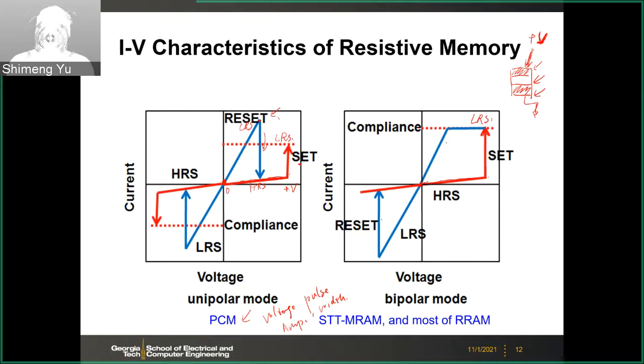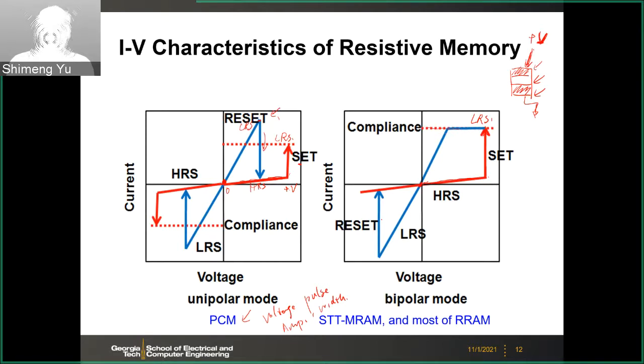And then typically you have to use some compliance current to prevent a hard breakdown of the device. This compliance current can be controlled either by your equipment or by a series transistor. Later we will see this is typically the 1T1R structure. So you need a series transistor to limit the current that is flowing through the cell in the low resistance state. This current level is limited by the transistor's drive current.